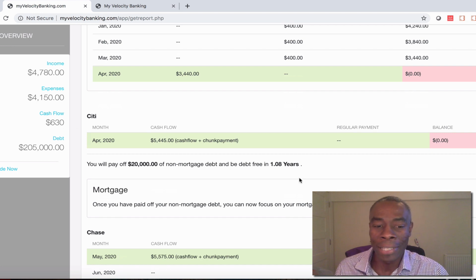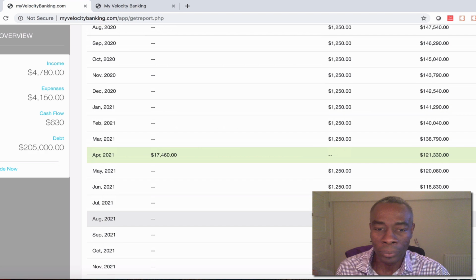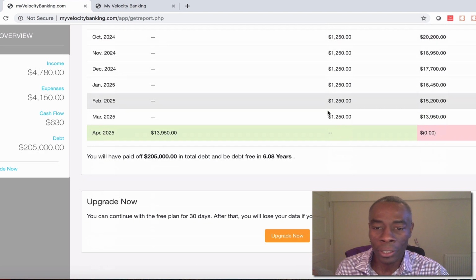with a starting cash flow of only $630. And then you start paying off the rest of your debt. Very clear. So your whole debt is paid off in about 6 years implementing the velocity banking strategy.